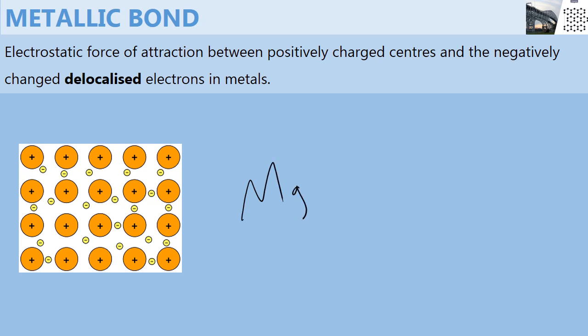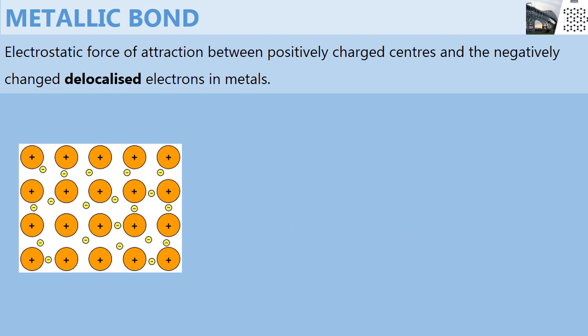Magnesium, which is in group 2, has two delocalized electrons because it has two electrons in its outermost energy level. Aluminium, on the other hand, has three delocalized electrons.